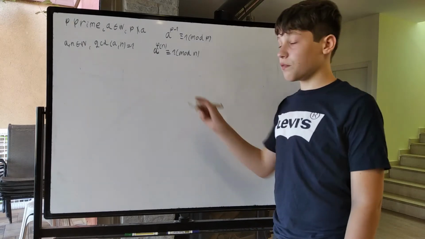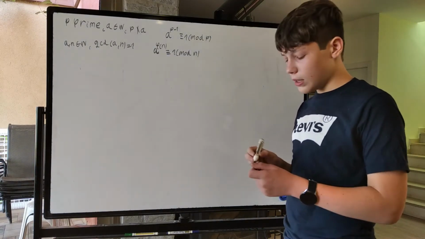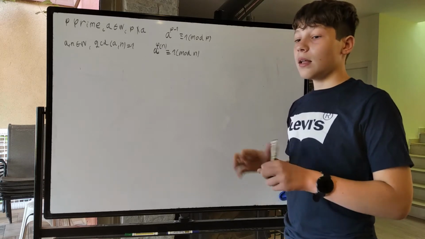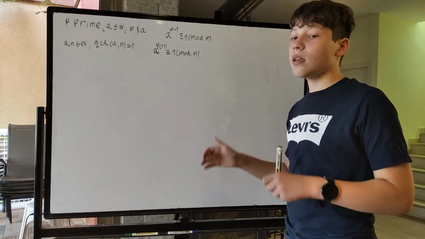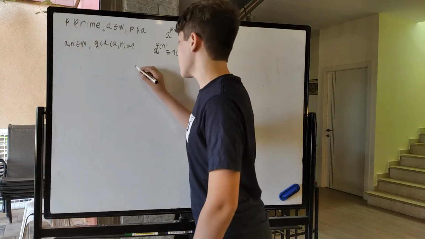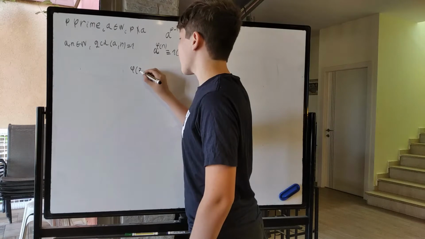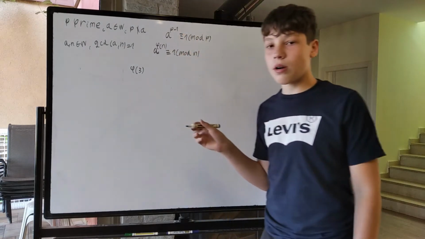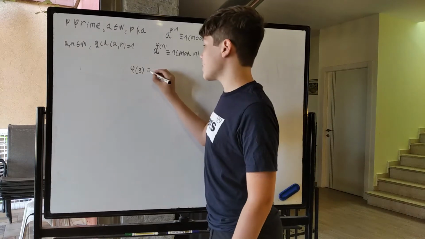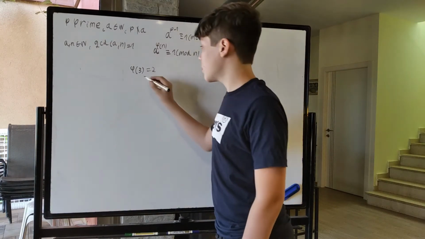But what is phi of N? Well, phi of N is the amount of numbers not bigger than N and co-prime to N, in natural numbers, of course. So for example, phi of 3: how many numbers are not bigger than 3 and co-prime to 3? That's 2. 1 and 2.